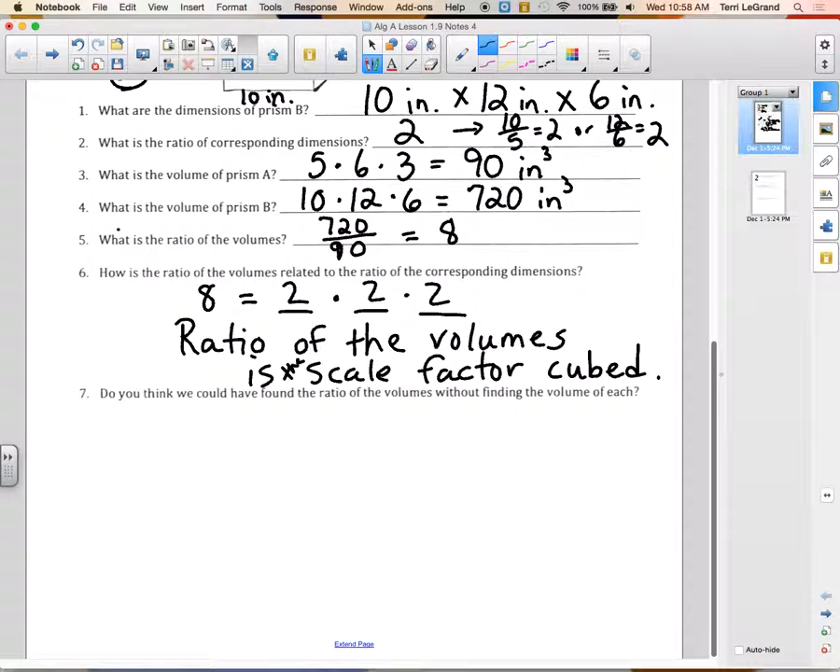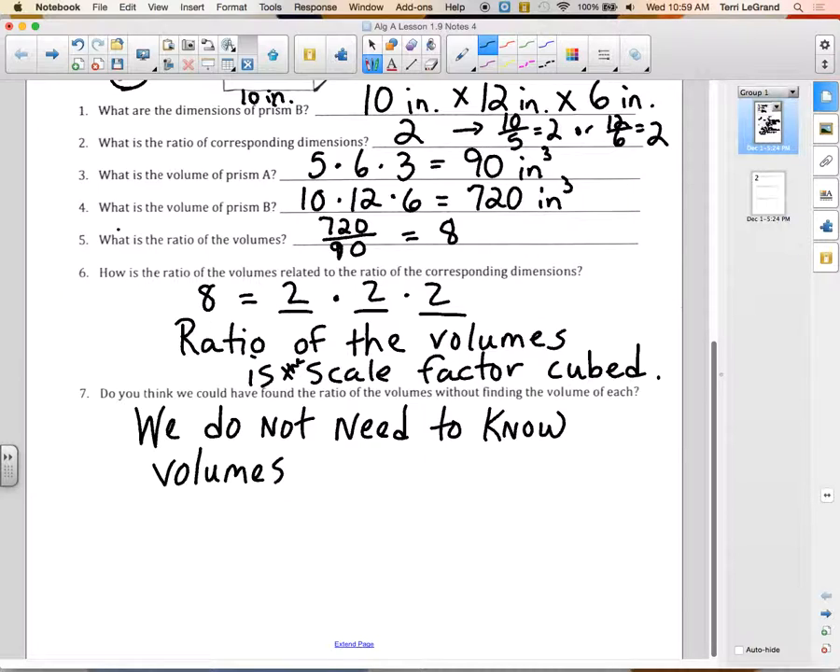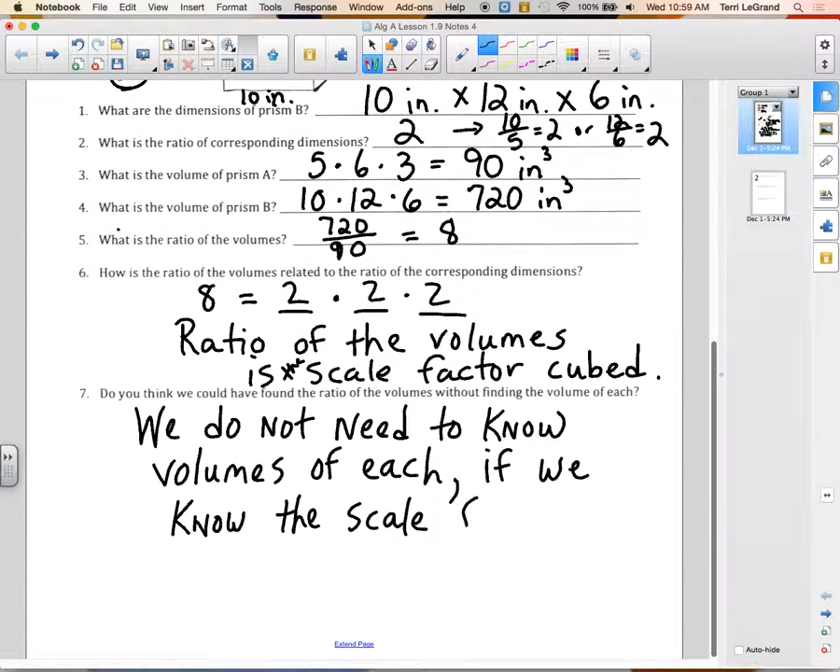So, we do not need to know the volumes of each. What do we need to know? The scale factor. We need to know the scale factor. So we'll say, we'll put a comma there instead of a period, if we know the scale factor, we could find that ratio of volumes. We could find it without even knowing what the volumes are. We could say the ratio of volumes is the scale factor cubed, what we set up above in number 6.